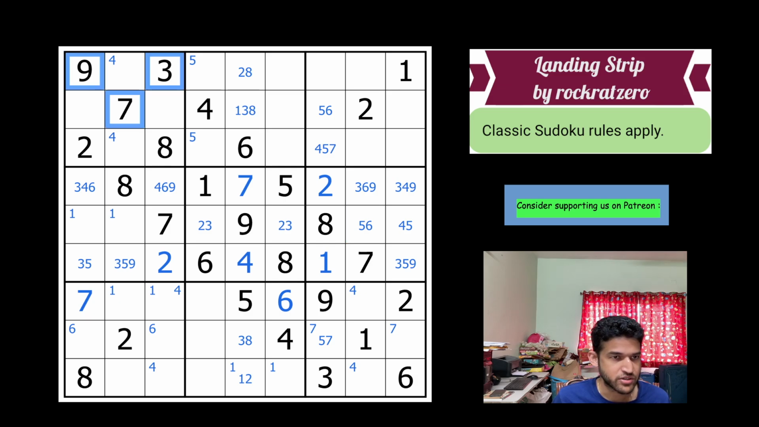3, 7, 9, 2, and 8. So 1, 4, 5, 6. These would be a 1, 5, 6, right? Because 4 is not here. And the moment I write that, I notice that there is a triplet in row 2. Beautiful. So 1 is in one of these two cells now.